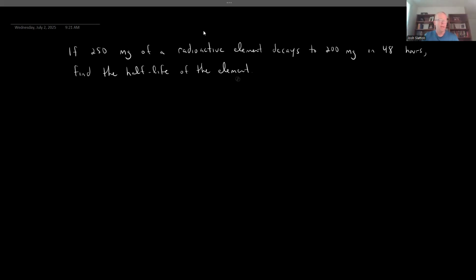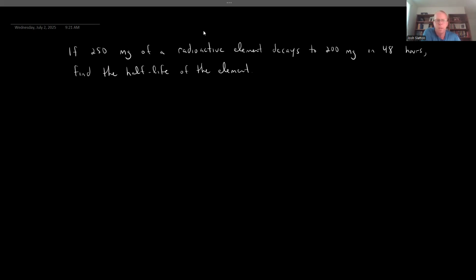Here we have a half-life problem for exponential modeling. This one says if 250 milligrams of a radioactive element decays to 200 milligrams in 48 hours, find the half-life. So let's look at the half-life formula.